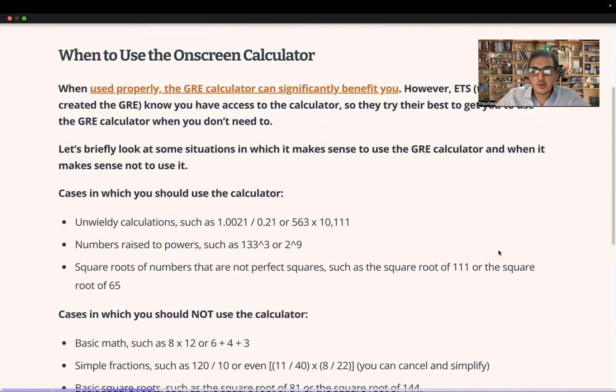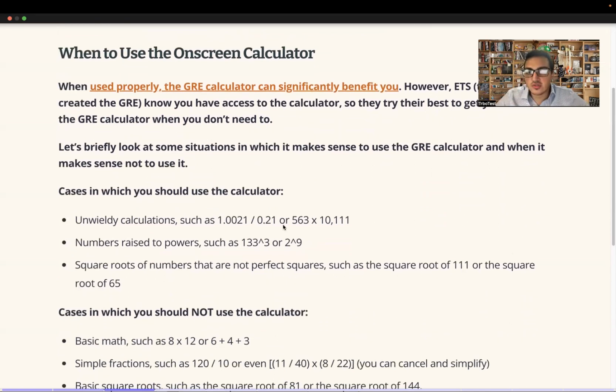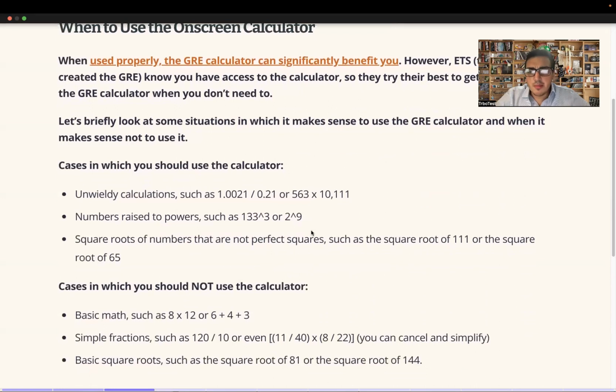So you should use the calculator when you have complex numbers with a lot of decimals where you can't really solve them relatively easily. You can look at this example right here, 1.0021 divided by 0.21, or if you're multiplying a very large number like 563 times 10,111. If you are raising numbers to a very high power, such as 2 to the ninth, or if you're raising a large number to the third or fourth power, that can be something complicated where you'd like to use a calculator. Square roots of numbers that are not perfect squares is another example of when a calculator would be best to be used.